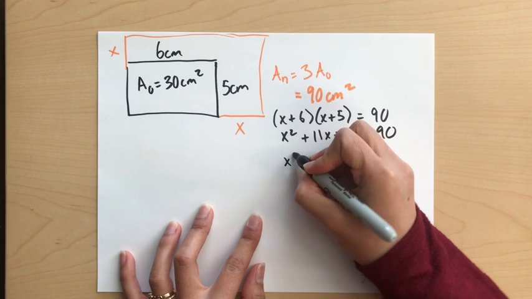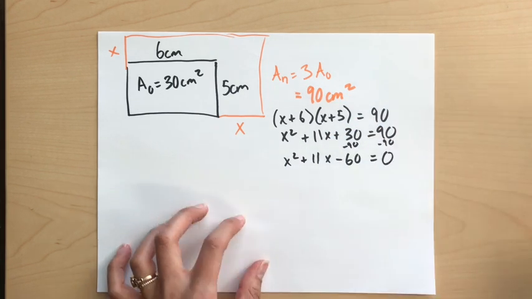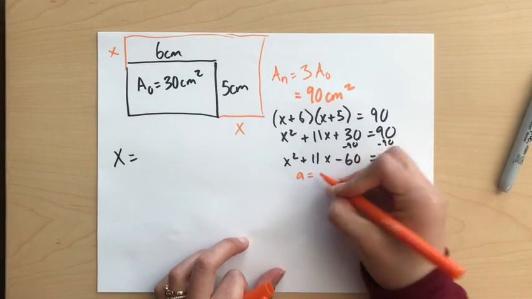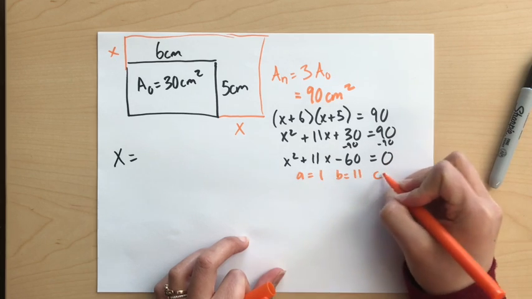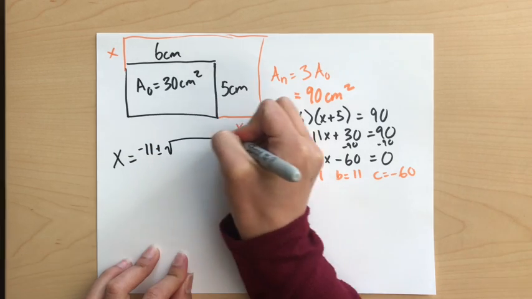And that should be equal to 90. So then when we expand that, it's x squared plus 11x, that's 6x plus 5x, plus 30 is equal to 90. I subtract 90 from both sides, and I end up with x squared plus 11x minus 60. Now, in this case, a is equal to 1, b is equal to 11, c is equal to negative 60.